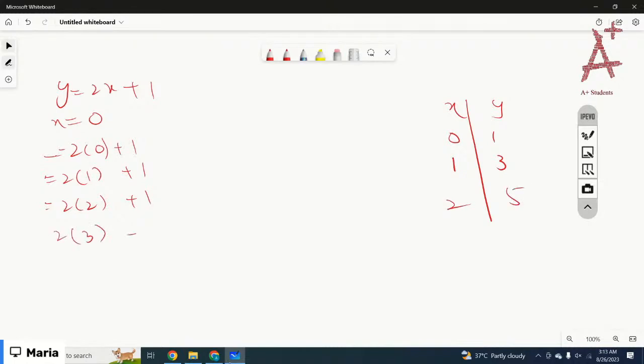When x is 3, 2 times 3 plus 1, 2 times 3 is 6 and 6 plus 1, 7. When x is 4, 2 times 4, 8 plus 1, 9. When x is 5, 2 times 5, 10 plus 1, 11. So it would be 5 and 11, right? So here's the table of values. You have to make a graph. Just use a proper graph paper and place the points on the graph paper. You can see it will make a straight line, right?